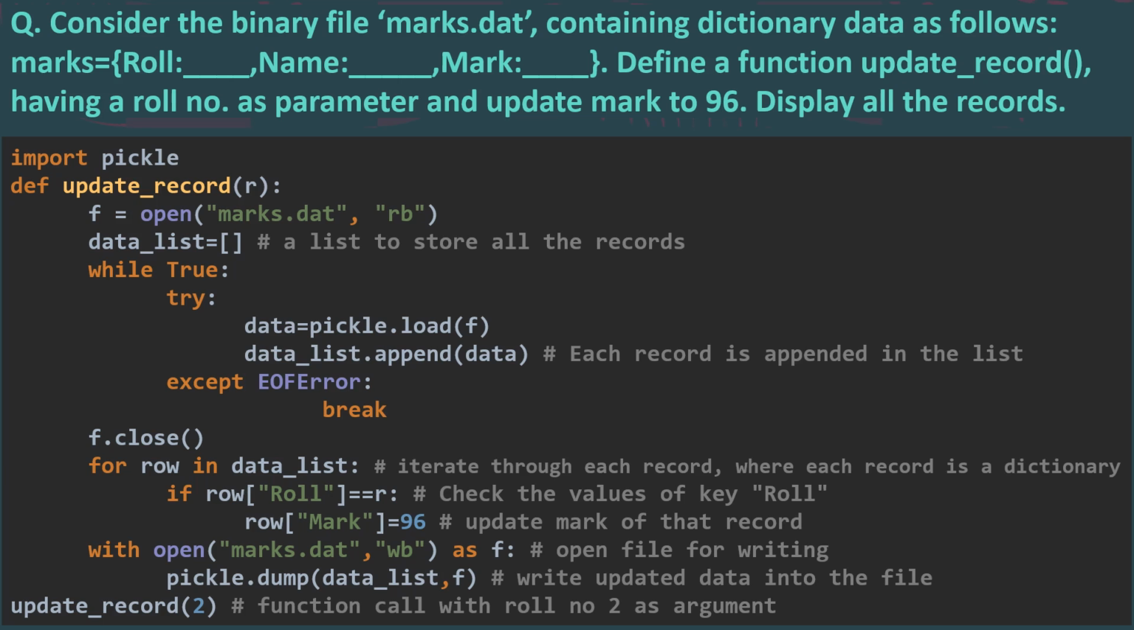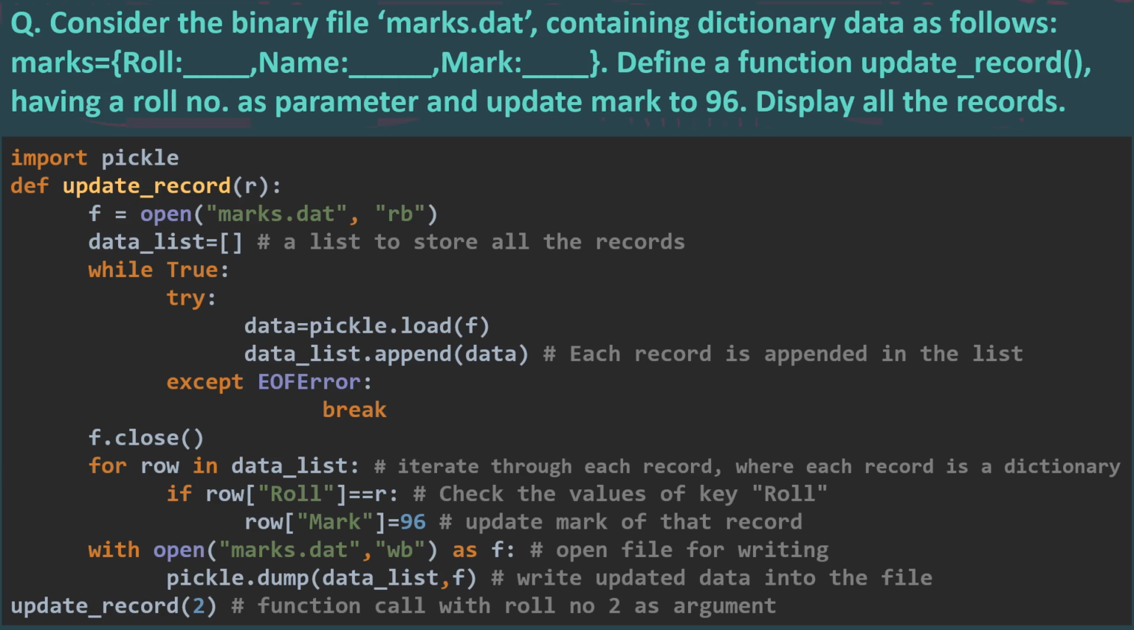Okay. Now after that, again we will open this file in write mode and we will write this updated data object. Here I have opened it by using with open. Then after that, by using the dump function, just write this updated data, which is there in data_list, into this file object. Then after that, this function definition is over. Now we'll call the function update_record, and here I have passed the roll number as 2.